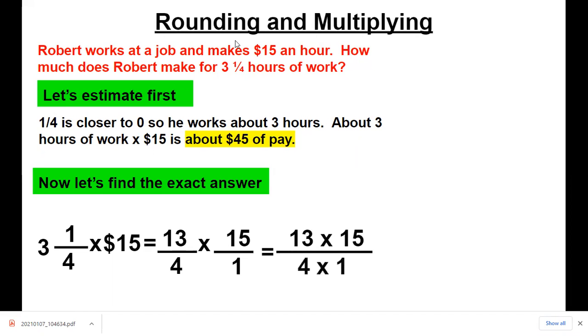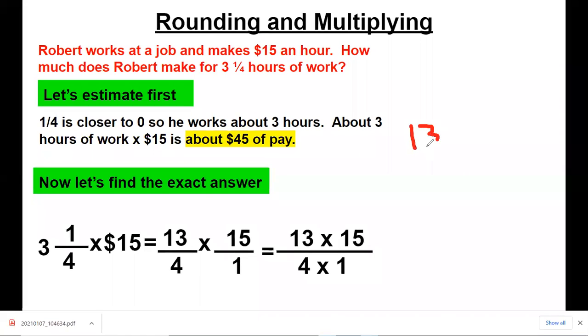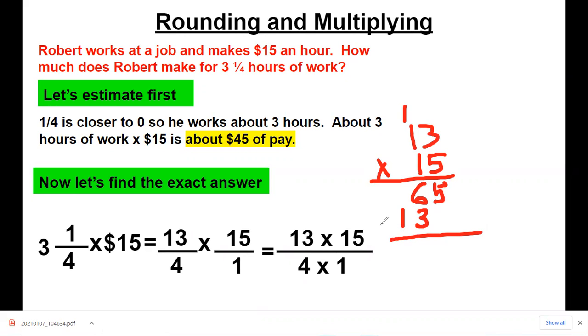Well, let's do the 13 times the 15 here. 13 times 15. 3 times 5 is 15. I'm going to carry my 1. 5 times 1 is 5 plus 1 is 6. 1 times 3 is 3. And then 1 times 1 is 1. And I'm going to add that up. And I'm going to get 5. 6 plus 3 is 9. And 1 plus nothing is 1. So 195 will be my top number.